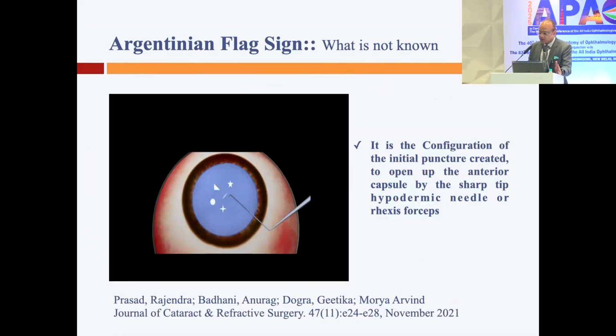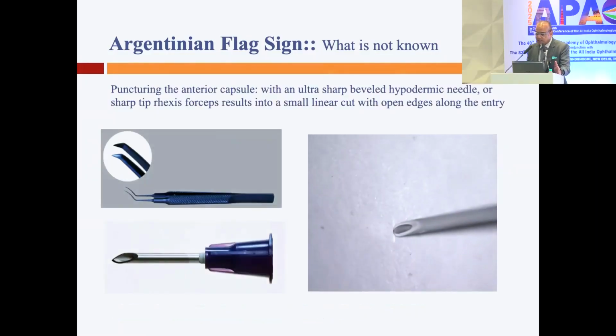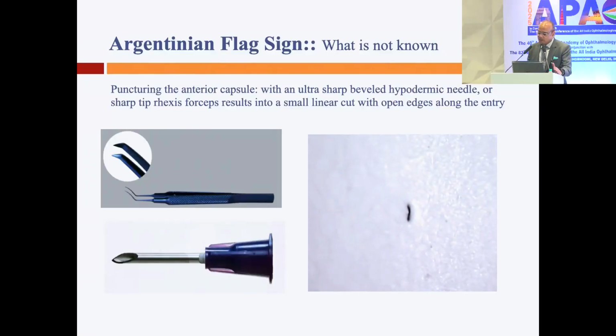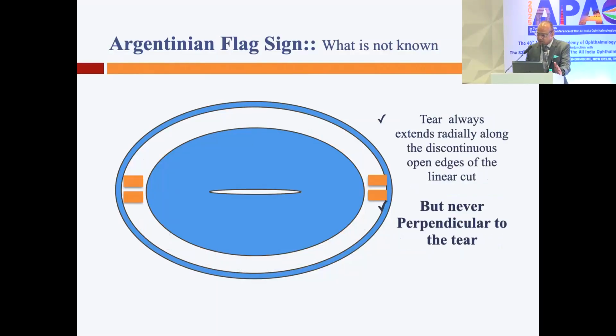What is not known is that it is the configuration of the initial puncture created to open up the anterior capsule by the sharp tip hypodermic needle or the rhexis forceps that matters. Puncturing the anterior capsule with an ultra sharp beveled hypodermic needle or sharp tip rhexis forceps always leaves a small linear cut with open edges along the entry, as seen in this video. The raised intralenticular pressure triggers a disruptive force along the discontinuous open edge, so the tear always extends radially along the open edges of the linear cut, but never perpendicular to it.